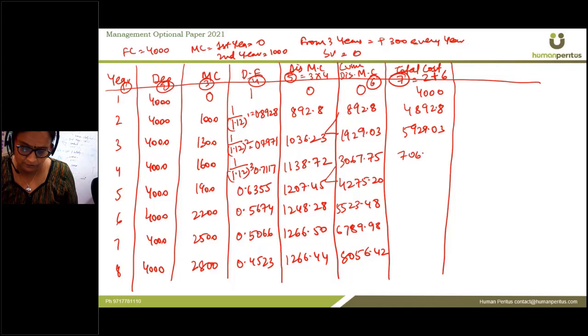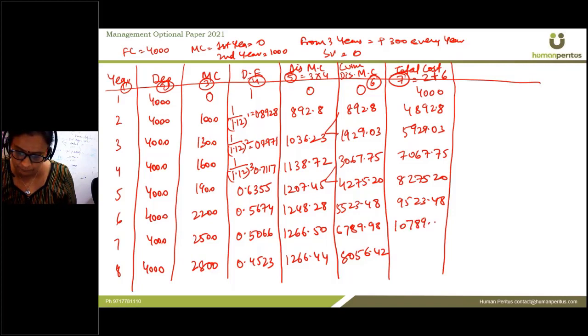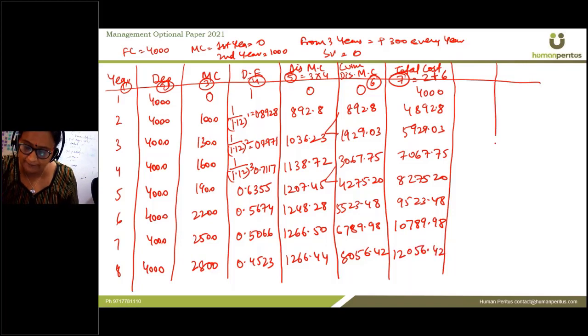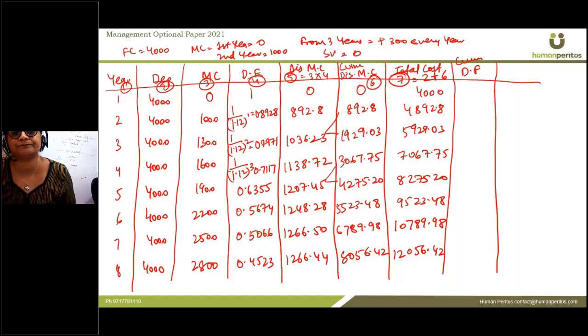4 plus 3 is 7067.75. 4 plus 4 is 8275.20. Then 9523.48. So I'm simply adding rupees 4000 of depreciation cost to the cumulative discounted maintenance cost. Okay, so this is going to be 10789.98, and 8 plus 4 is 12056.42. Now what next? The next important step is to calculate the cumulative discounted factor.